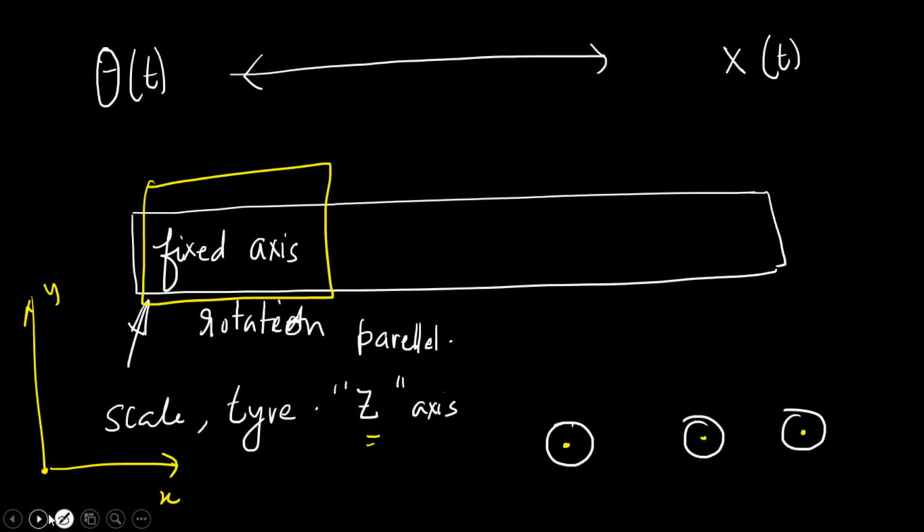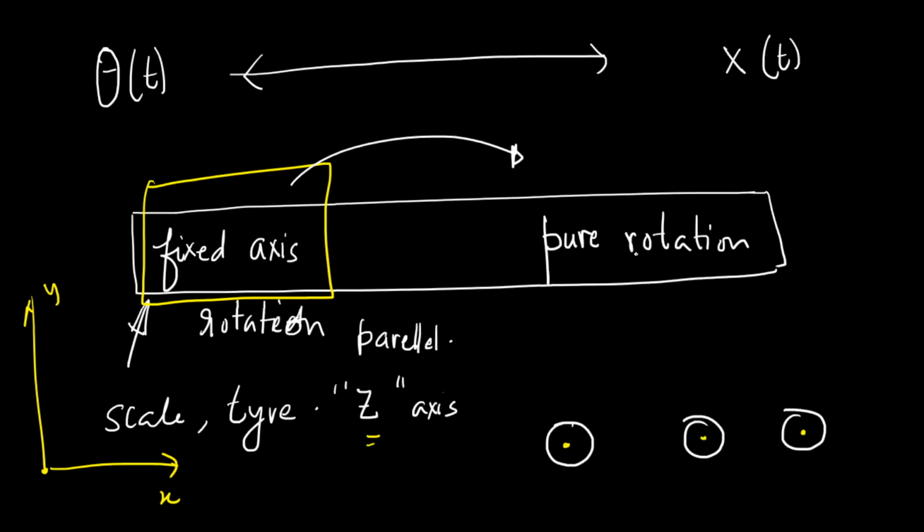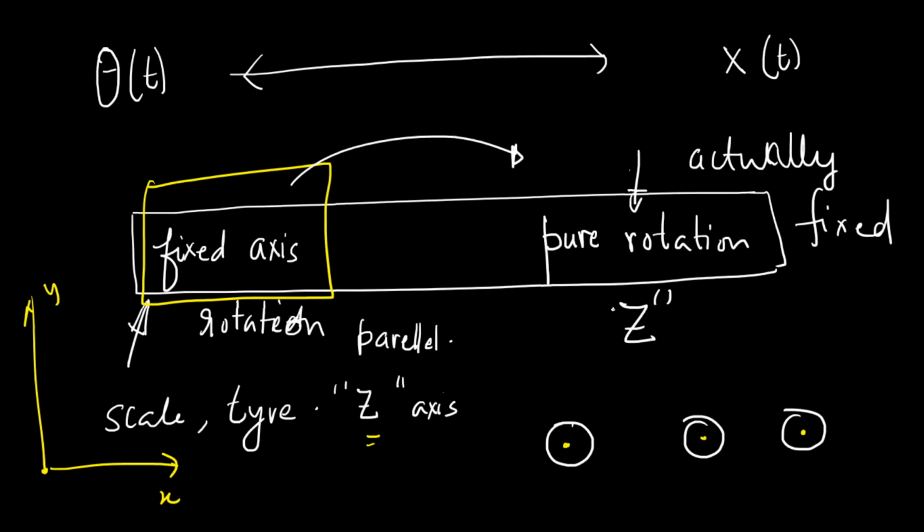So then, what's the other rotation that will be important for us? It is called pure rotation. Funnily enough, pure rotation is the rotation where the axis is actually fixed. I mean, it sounds like a joke. In this case, it's not parallel to the z-axis, it is the z-axis.